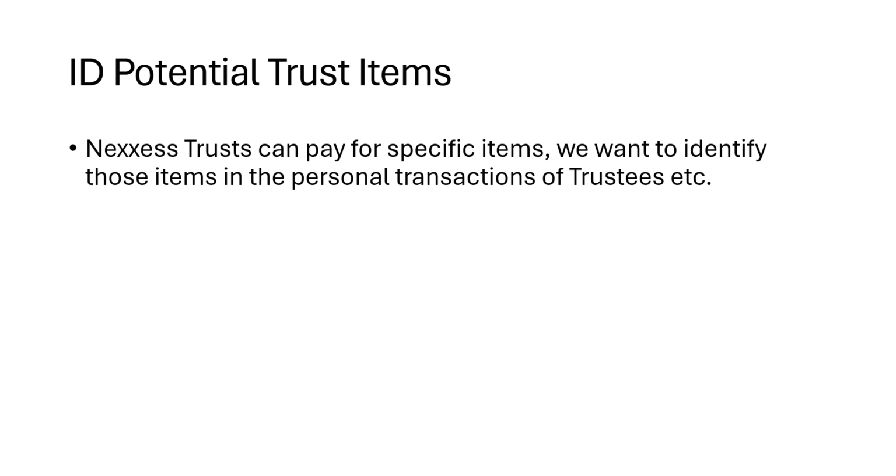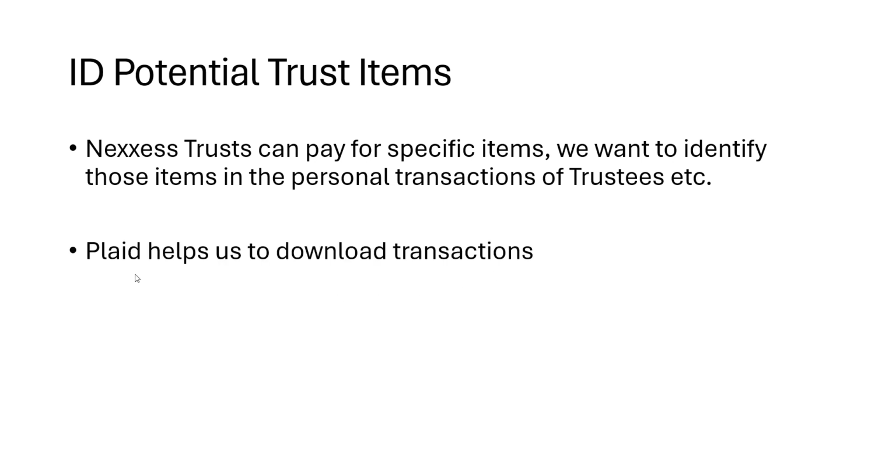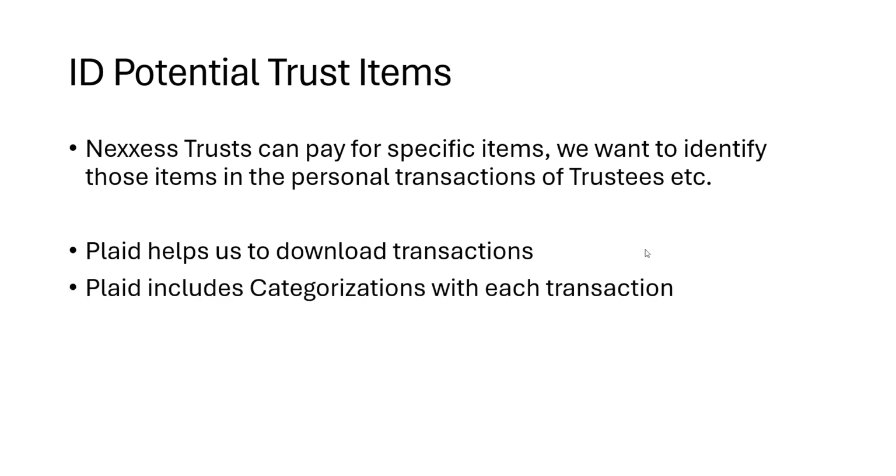We're going to make sure that those 15 are okay to be paid by the trust, by a professional or the individual using the software. And then we'll move those over to the budget for the trust and reduce them out from the personal budget. So Plaid helps us to download the transactions into our software.